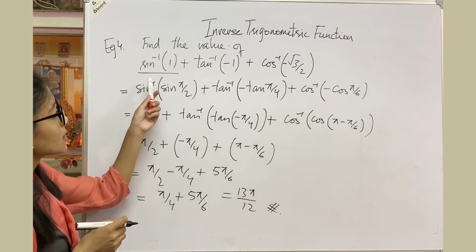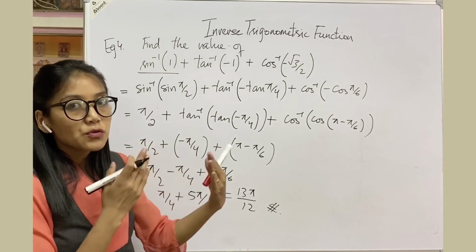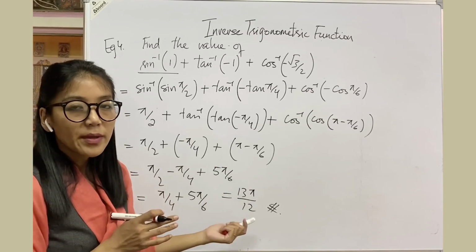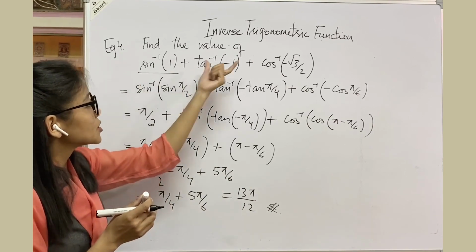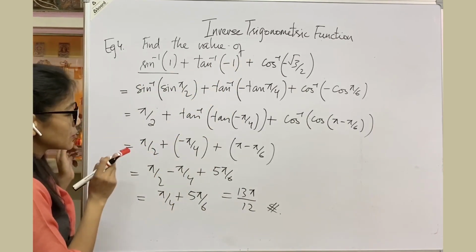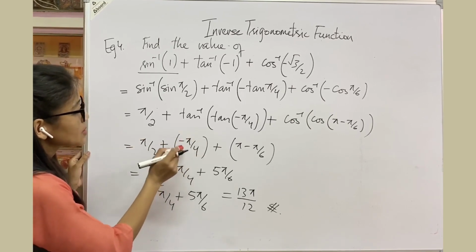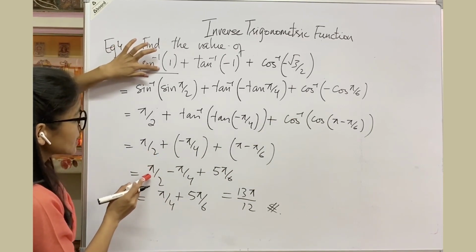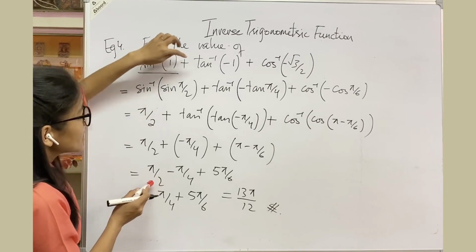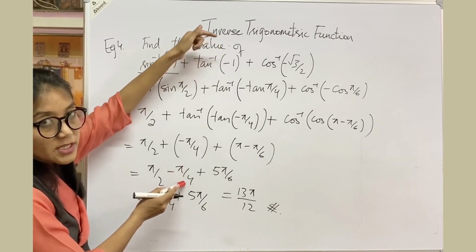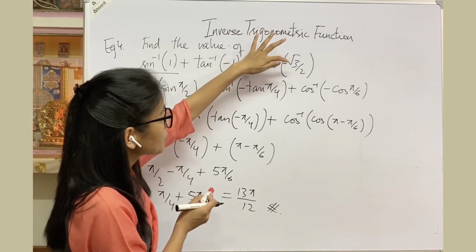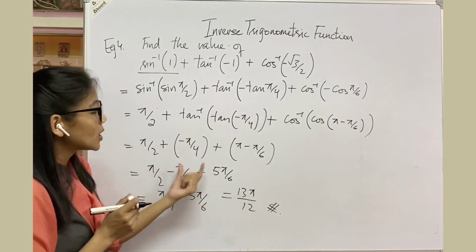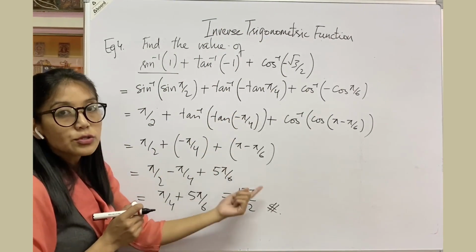Now since it is the sum of a few inverse trigonometric ratios, the value need not lie in any principal branch. It can be any value. But separately for each of these you have to find its principal value. Each of these lies in its principal value. Sine inverse of 1 is pi by 2, which lies in the principal branch. Tan inverse of negative 1 is negative pi by 4, which again lies in the principal branch. Cos inverse of negative root 3 by 2 is 5 pi by 6, which lies in the interval 0 to pi. So separately they all lie in the principal branch, but together the sum need not lie in any principal branch.